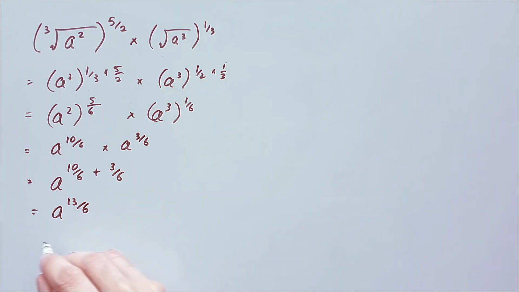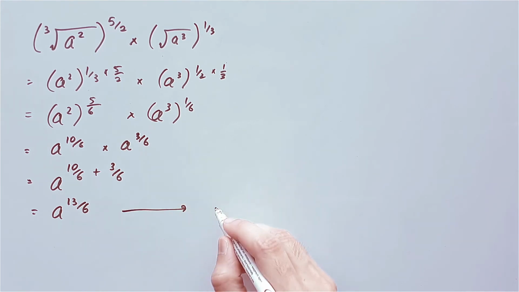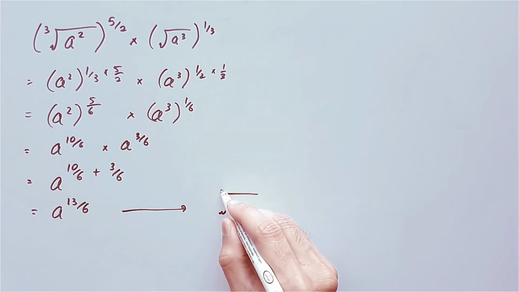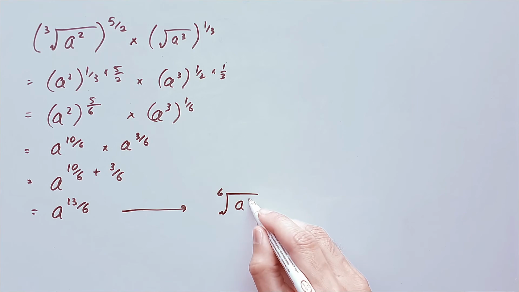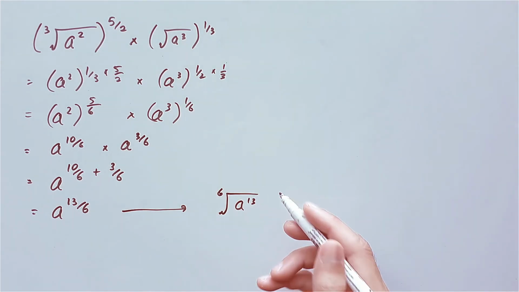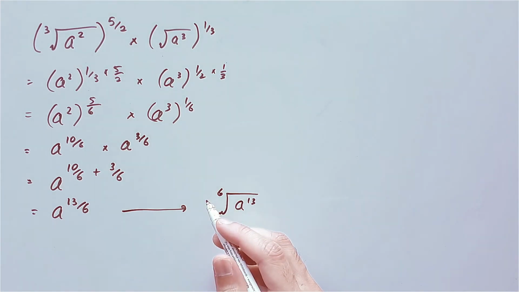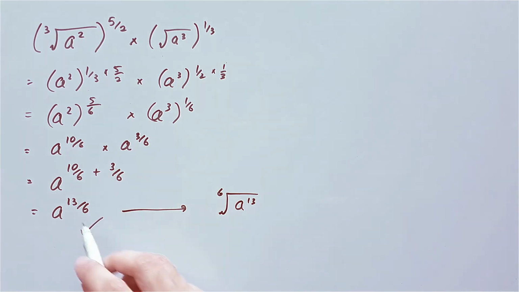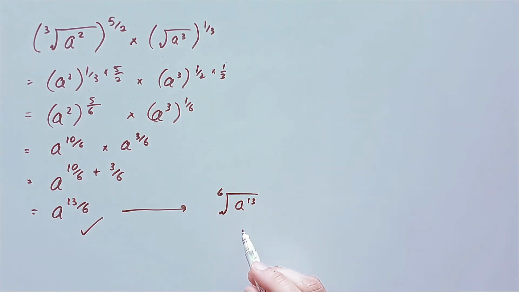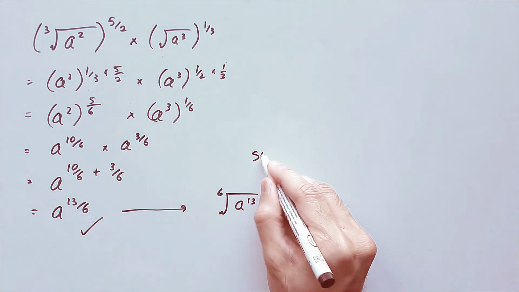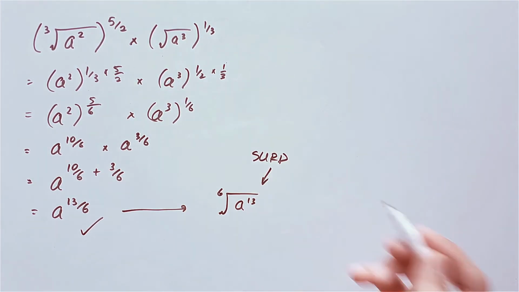And you could rewrite this as a 6th root of a to the power of 13, but I think for the purpose of simplifying, this index form is usually more preferred compared to this surd form. But if they do ask for a specific surd form, then this would be it.